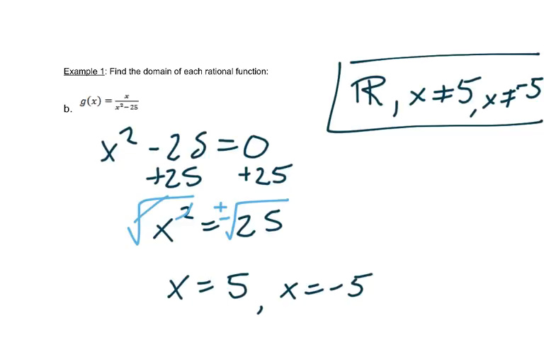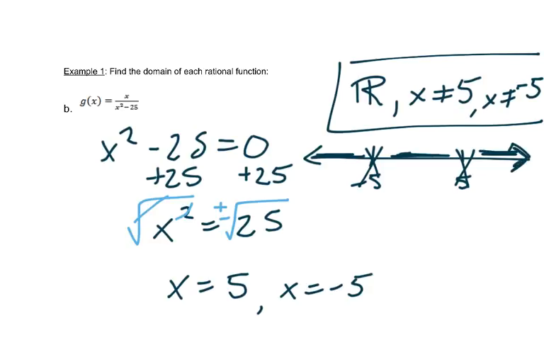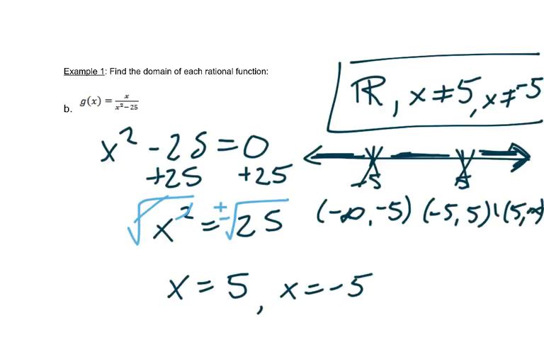In interval notation, we think of a number line. Here's negative 5, we need to x that one out, and here's 5, we need to x that out. So we want this section, and this section, and this section. So we'd have negative infinity to negative 5, and then negative 5 to 5, and then 5 to infinity. And we just put unions between the three sections.